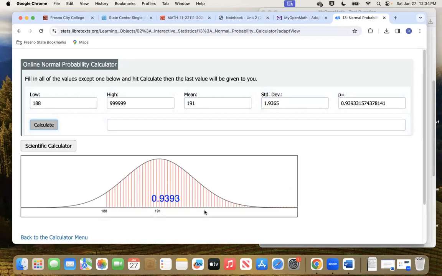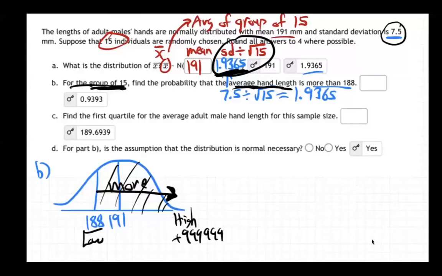Okay. So let's go back. Okay, so there's part B. There it is. Got that. Part C now. Find the first quartile for the average for this sample size. Same kind of thing.